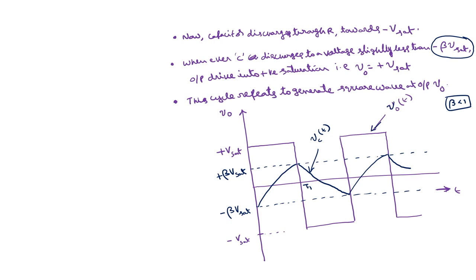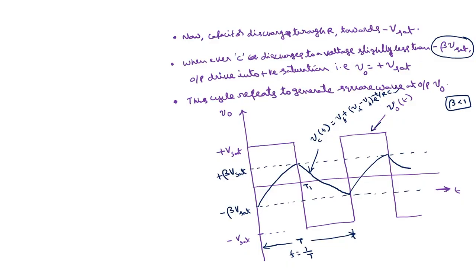Now what is the expression for the frequency of oscillations? This is one complete time period of the square wave, f is equal to 1 by T. So what is the frequency of oscillations of this square wave that is generated at the output of the given circuit? In order to derive this, we will take the expression for the voltage across the capacitor. This is given by V final value plus V initial value minus V final value times e to the power of minus t by RC. This is one of the famous relations for the voltage across the capacitor, which you might have studied in your circuit theory. Based on this equation, I am going to derive the expression for the frequency of oscillations of this square wave generator.